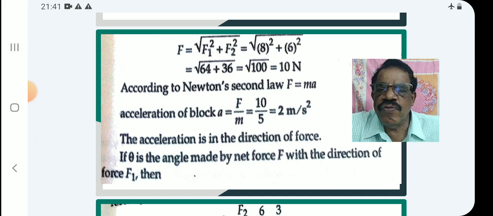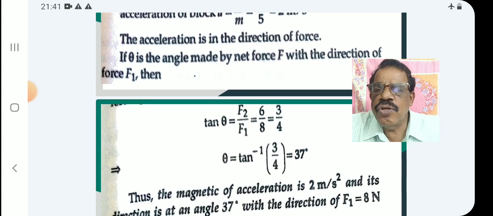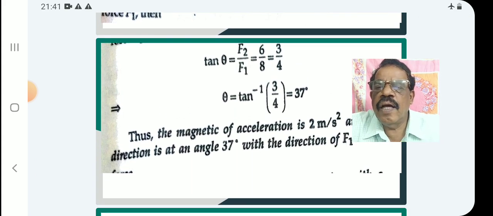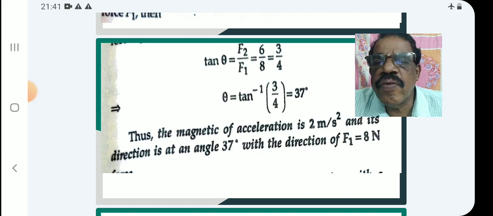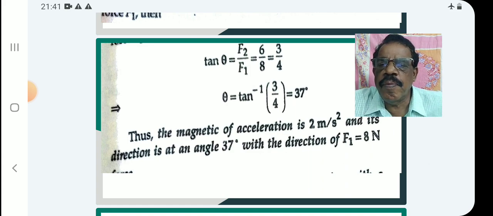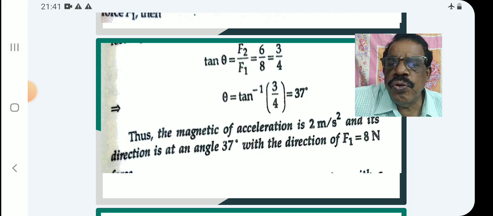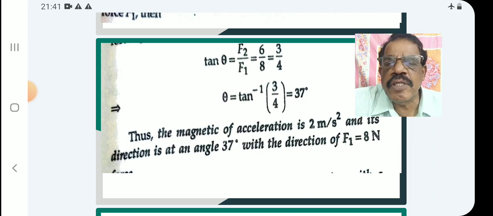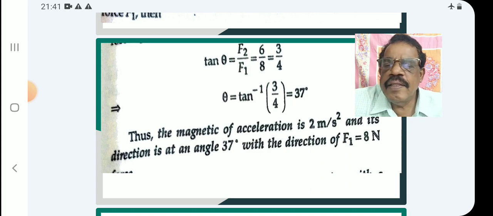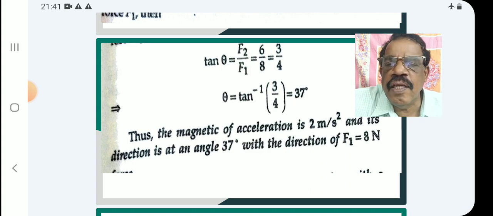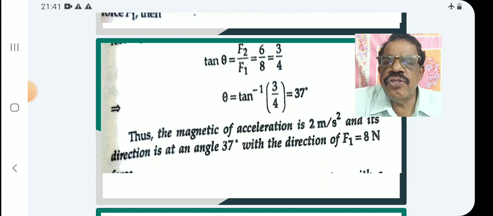F1 is the horizontal force, then tan theta, you know, is F2 by F1, that is 6 by 8, 3 by 4. Therefore theta is equal to tan inverse 3 by 4, that is 37 degree, that you get from tables or scientific calculator. Thus, the magnitude of acceleration is 2 meters per second square and its direction is at an angle 37 degree with the direction of F1, which is 8 Newton.